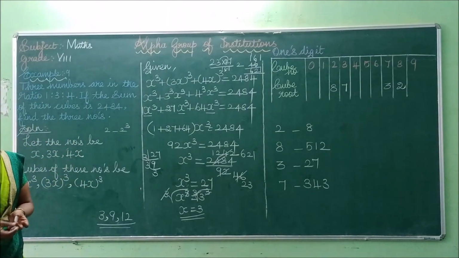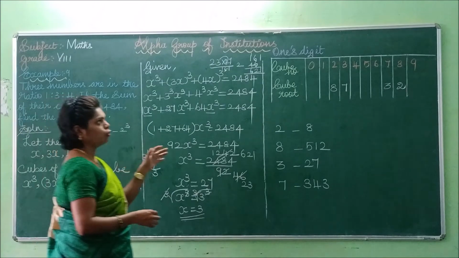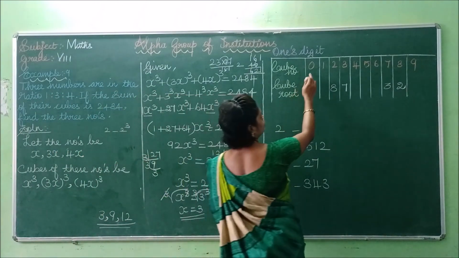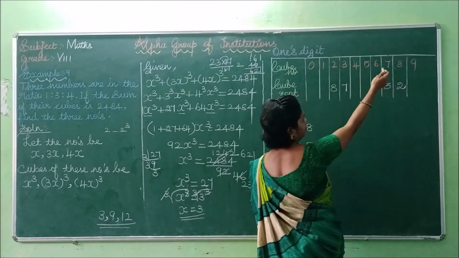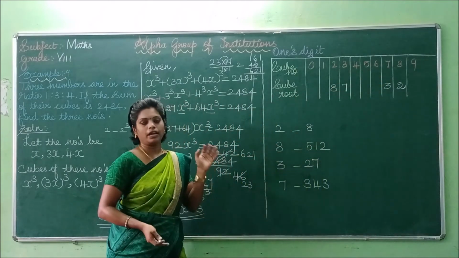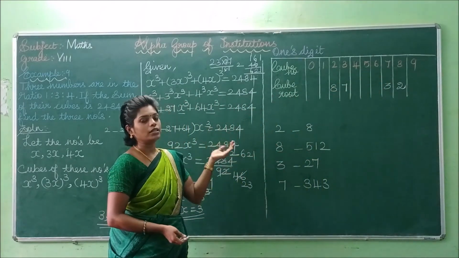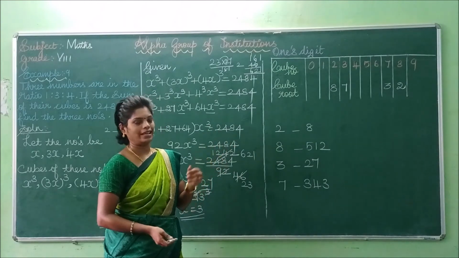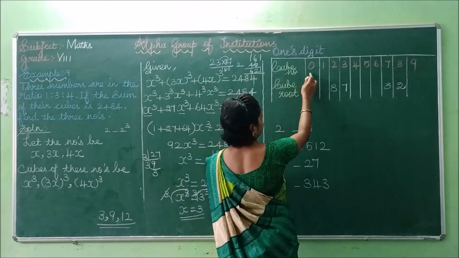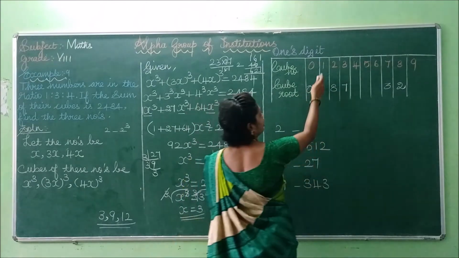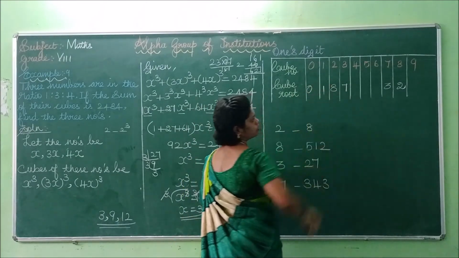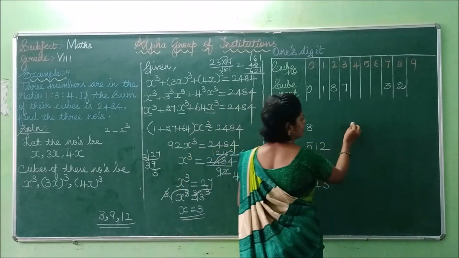Next, move on to the property of numbers. A cube number ends with 0, 1, 2, 3, 4, 5, 6, 7, 8 and 9. What will their cube root value be? If the number ends with 0, its cube root also ends with 0. If a number ends with 1, its cube root also ends with 1. You can check with the result.